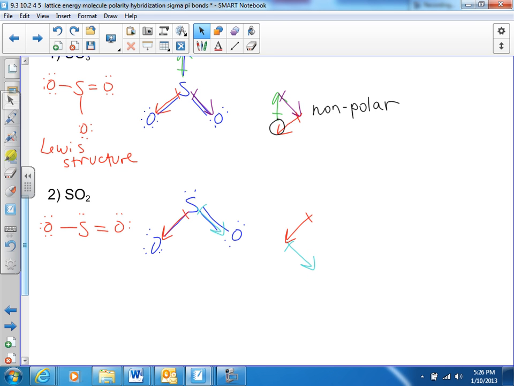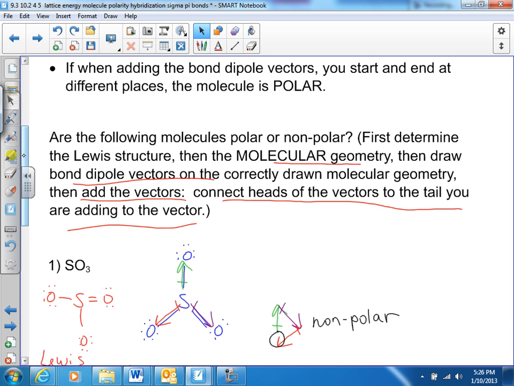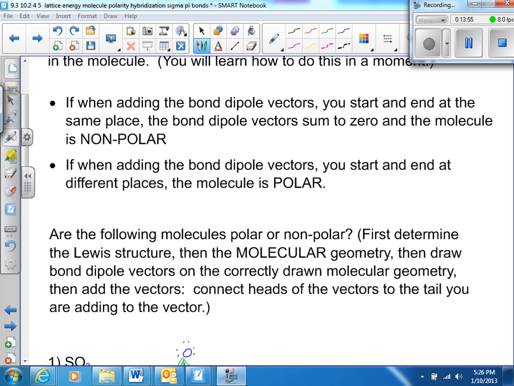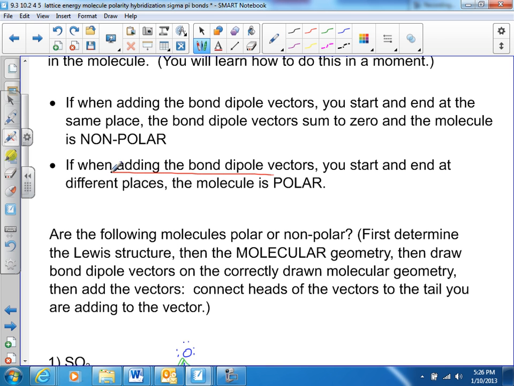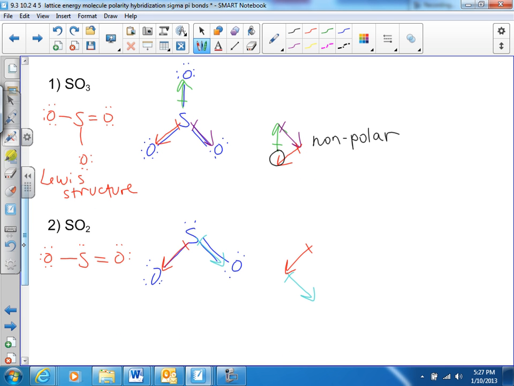Very different places. And our instructions say that if when you add the bond dipole vectors, you start and end at different places, the molecule is polar. So, did we start and end at different places? Yes. And therefore, this molecule is polar. Now, what you need to do when you have a polar molecule is draw the overall bond dipole moment onto the structure.